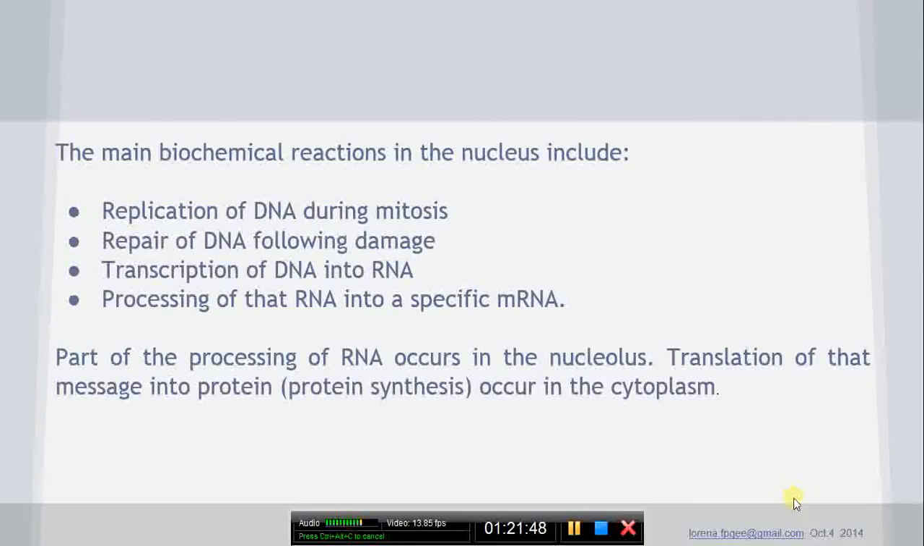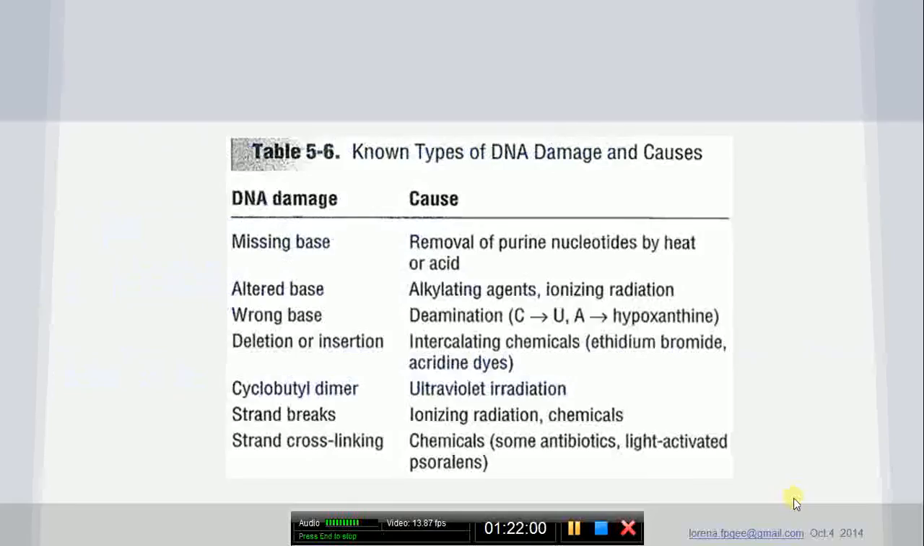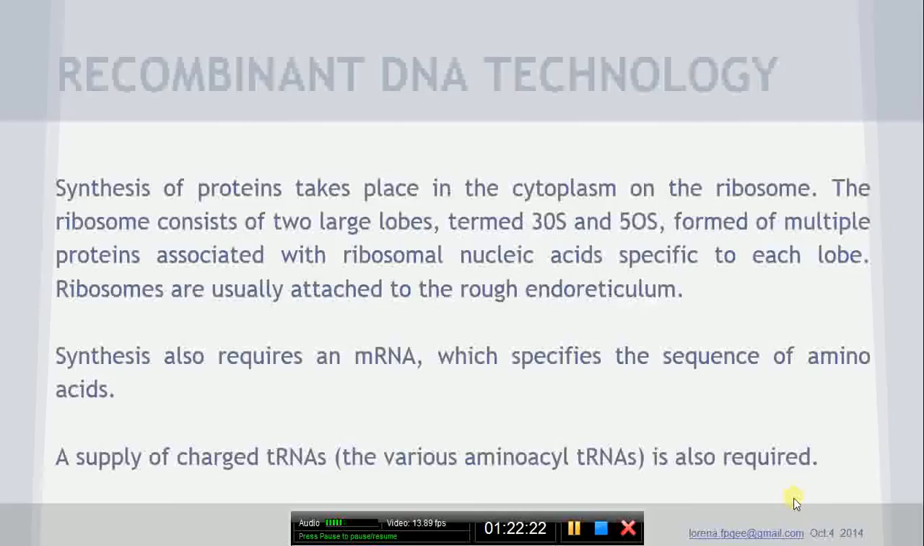The main biochemical reactions in the nucleus include replication of DNA during mitosis, repair of DNA following damage, Table 5-6, transcription of DNA into RNA, and processing of that RNA into a specific mRNA. Part of the processing of RNA occurs in the nucleolus. Translation of that message into protein synthesis occurs in the cytoplasm. See Chapter 6 for additional descriptions on transcription and translation.